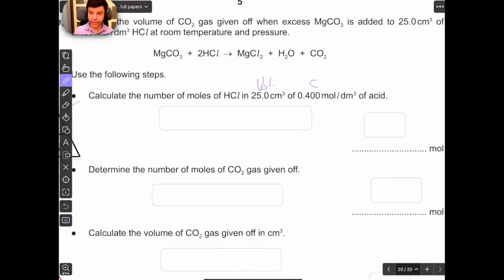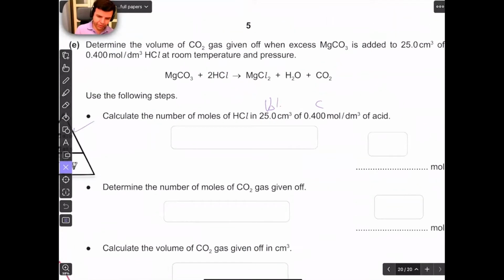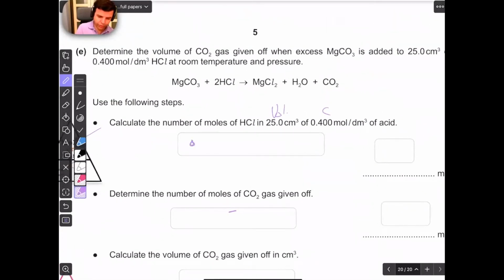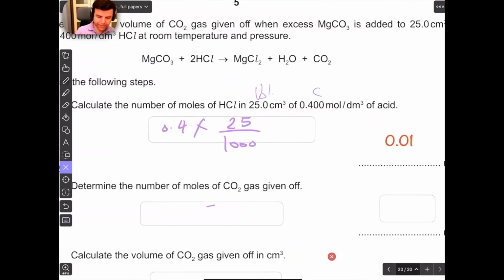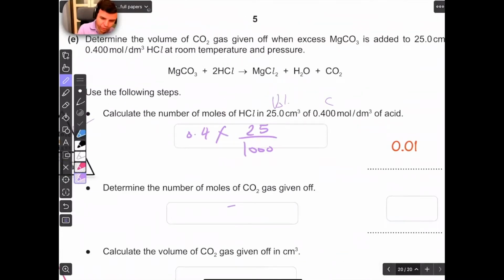So what am I going to do here? I'll take the concentration, 0.4, multiplied by the volume. I have to convert the volume to dm cubed, all right? And you get the answer. So how much is the answer here? 25 over 1,000 times 0.4 gives you 0.01, right? This is the moles of what? This is the moles of the acid, right? So the moles of the acid here on the equation is 0.01.